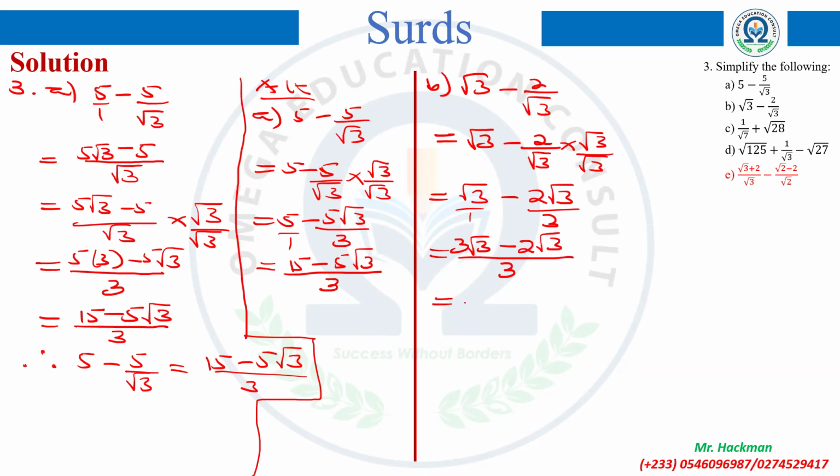At this point, my denominator is 3. Numerator, like terms. Can you see that? So I can combine, and that will give me root of 3. That's how far I can go. I draw my conclusion. Therefore, root of 3 minus 2 over root of 3 will be equal to root of 3 over 3. Someone can write 1 over 3 root of 3, it is the same. How far?